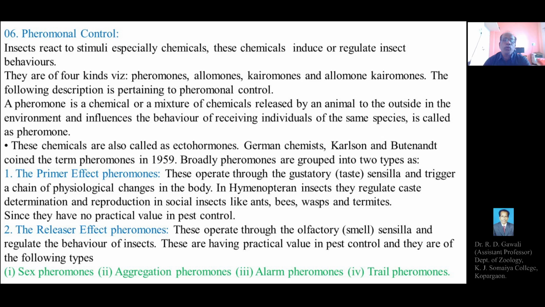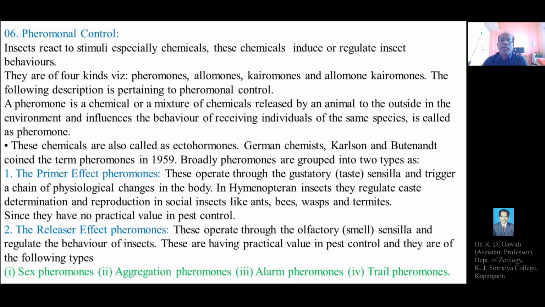One, that is the sex pheromone, second is aggregation pheromone. Sex pheromones means these are related with these scents. Sex pheromones are responsible for either the mating behavior or breeding activities or the reproduction of the individuals of the same species. Means they have the ability to change or influence the behavior with respect to reproduction, breeding activities or mating behavior.